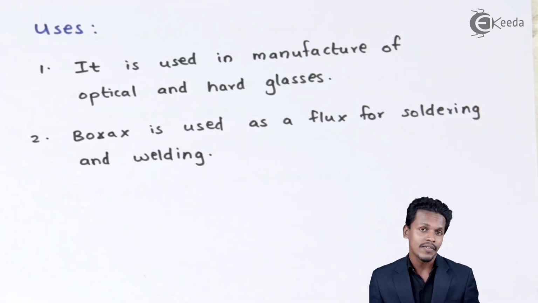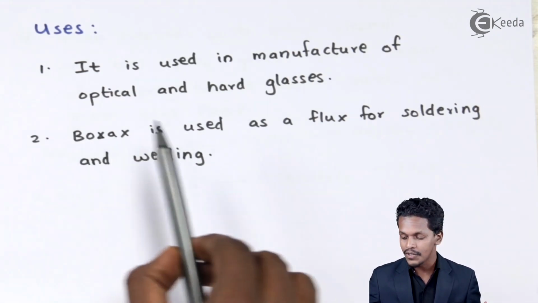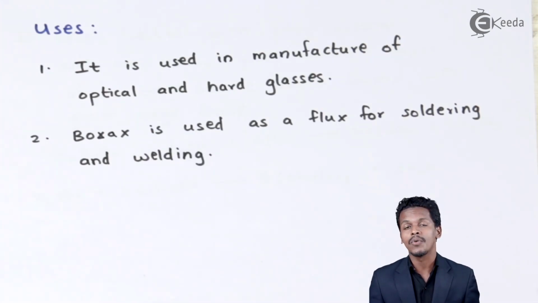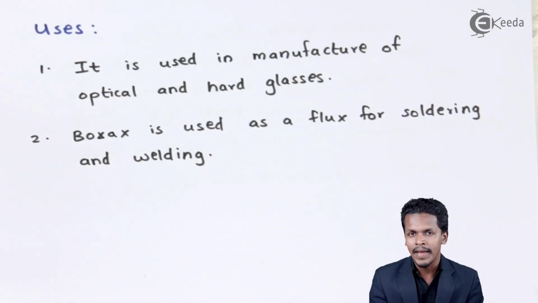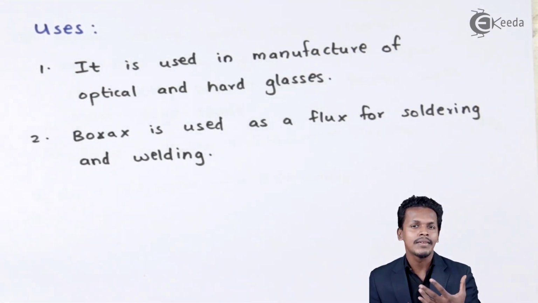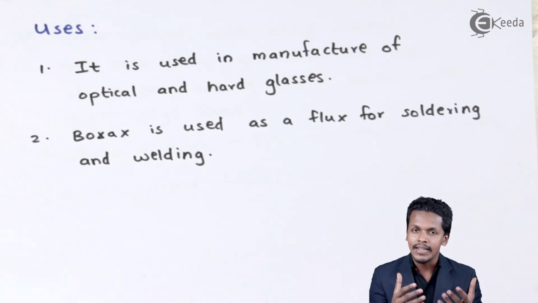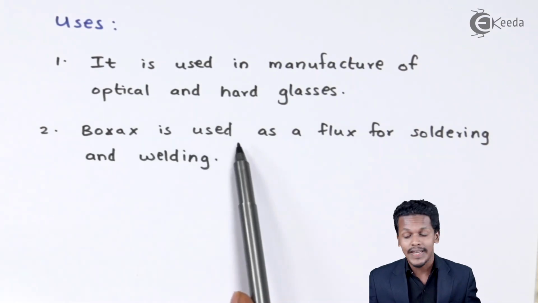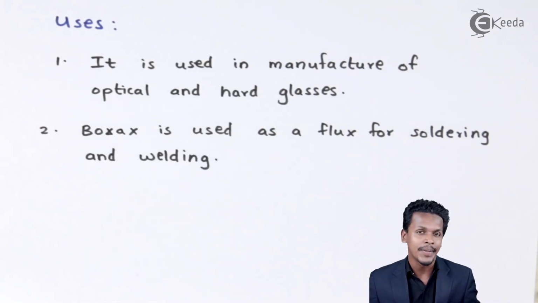The next use is that borax is used as a flux for soldering and welding. Borax is also used to prepare enamels as well as paints, and it is used on earthen pots to protect them, so that a layer forms that can resist stains. So borax is used as a flux for soldering and welding. This is the second point that I have talked about.